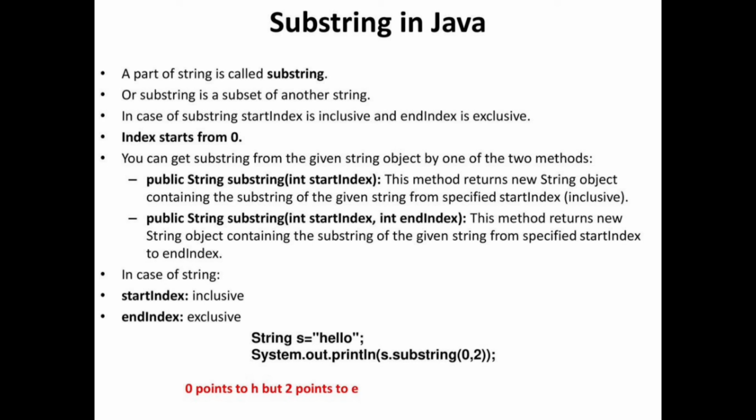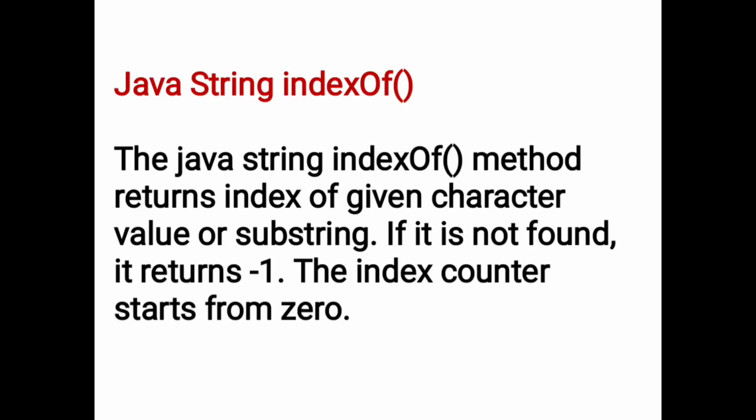And the second one is public String substring with int startIndex and int endIndex. This method returns a new string object containing the substring of the given string from the specified start index to the end index. In case of the string, start index is inclusive and end index is exclusive. For example, String s is equal to hello, then s.substring(0,2): 0 points to the h, but 2 points to the e.